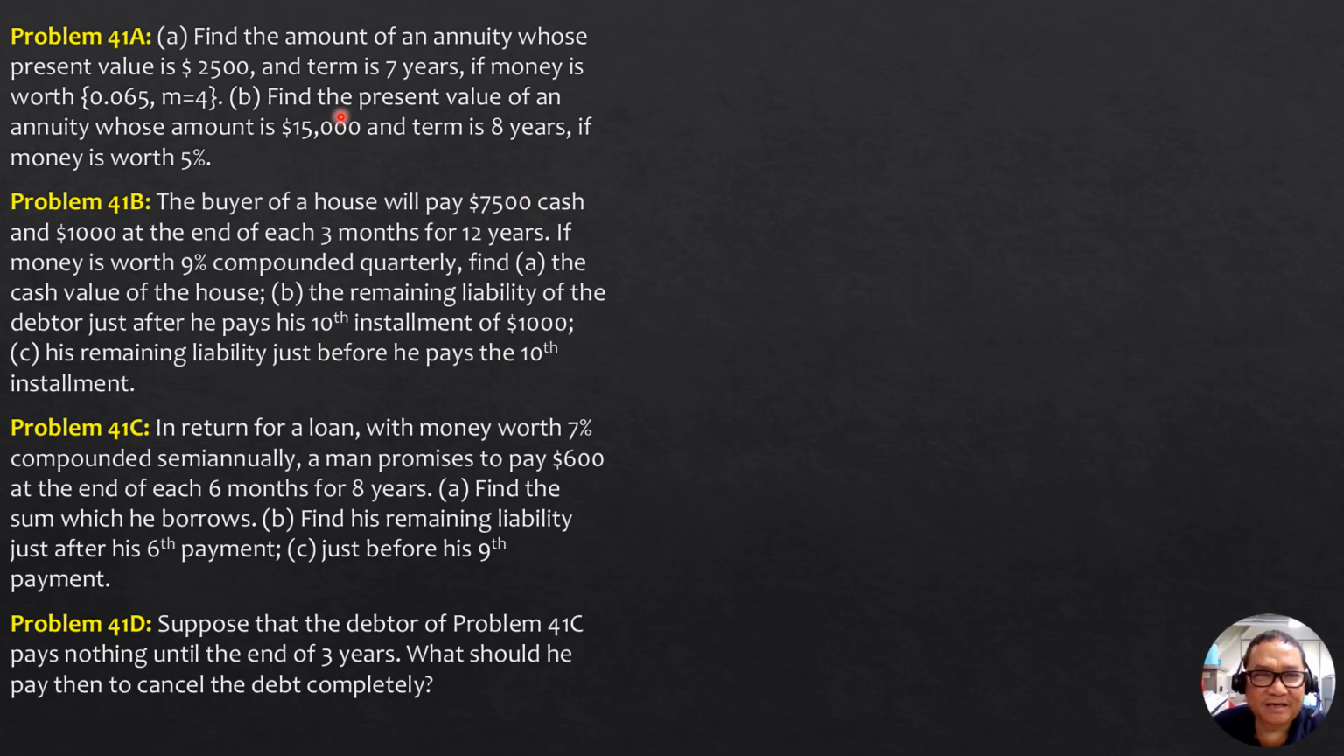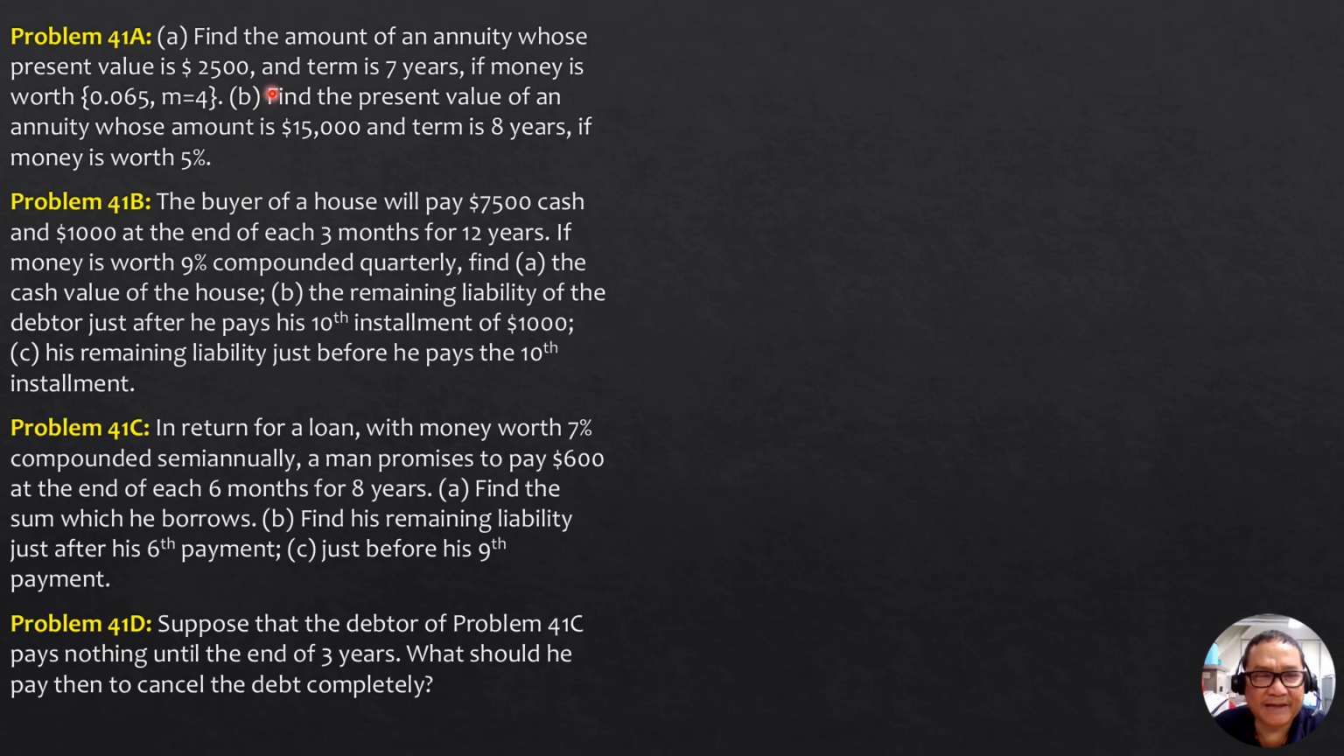So here is the first problem, part A, 41A. A. Find the amount of annuity whose present value is $2,500 and term is 7 years, if money is worth 6.5% compounded quarterly. And B, find the present value of an annuity whose amount is $15,000 and term is 8 years if money is worth 5%.